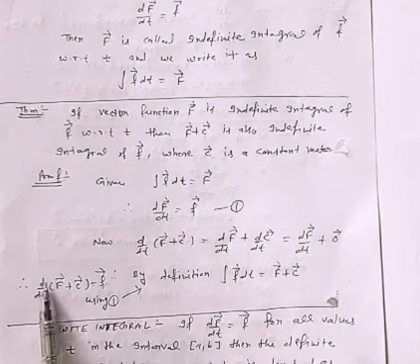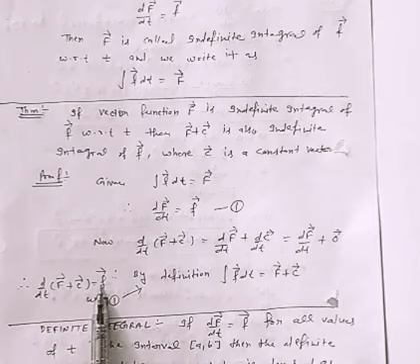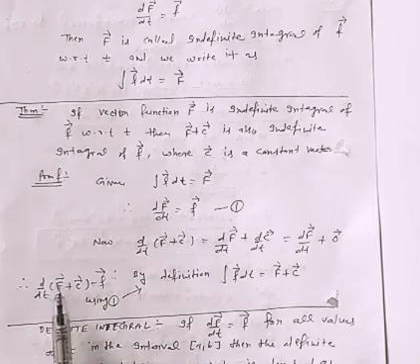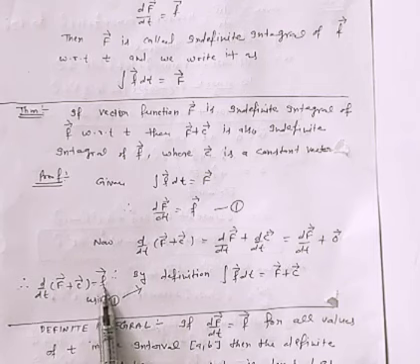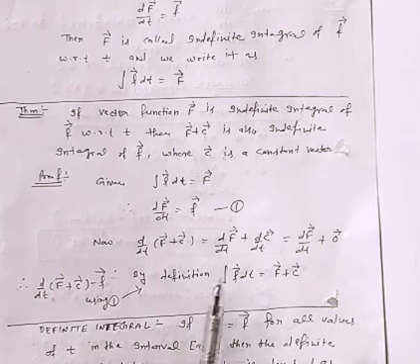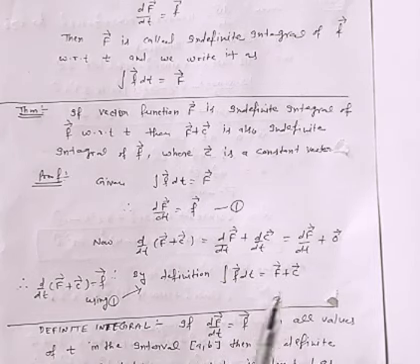So therefore d by dt of F vector plus c vector is equal to small f vector. So therefore that term F vector plus c vector is called the indefinite integral of small f vector. By definition, it can also be written as integral of f dt is equal to F vector plus c vector.